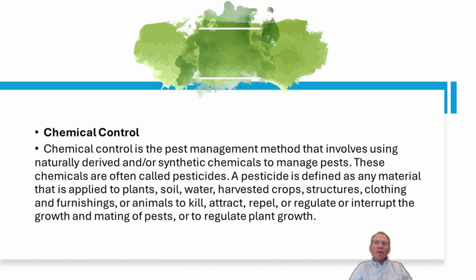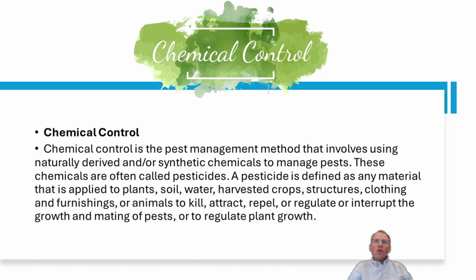Our next pest management method is going to be an applied control, a chemical control. Chemical control is a pest management method that involves using naturally derived and/or synthetic chemicals to manage pests. These chemicals are often called pesticides. A pesticide is defined as any material that is applied to plants, soil, water, harvested crops, structures, clothing, and furnishings or animals to kill, attract, repel, or regulate, or interrupt the growth and mating of pests, or to regulate plant growth.